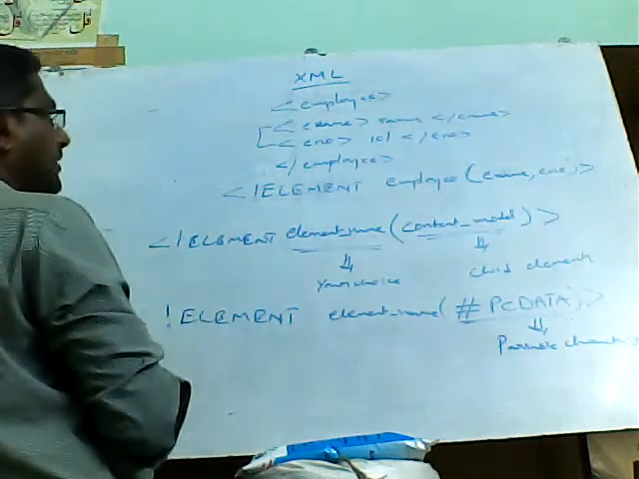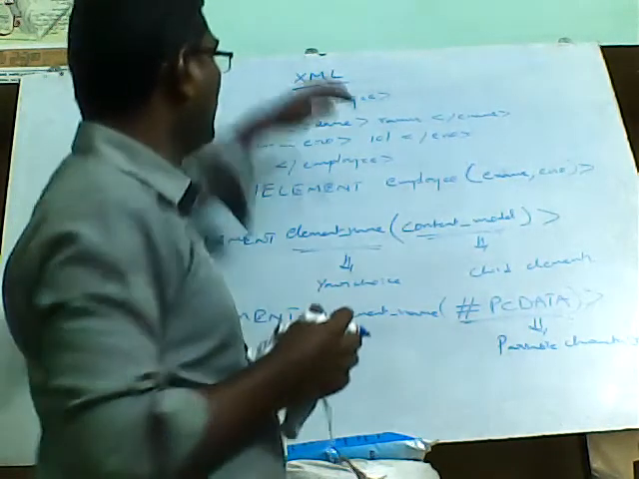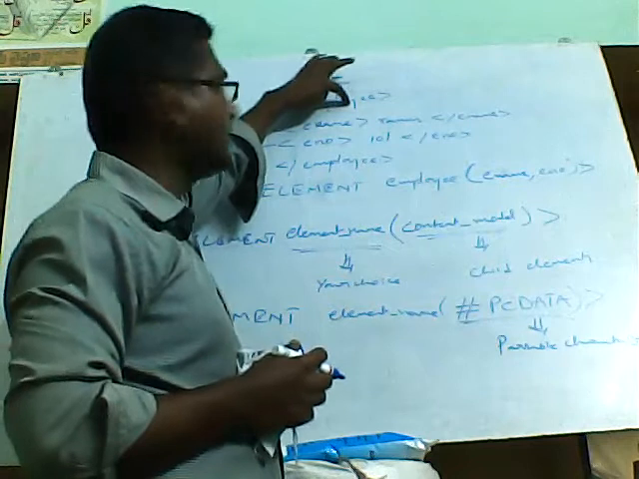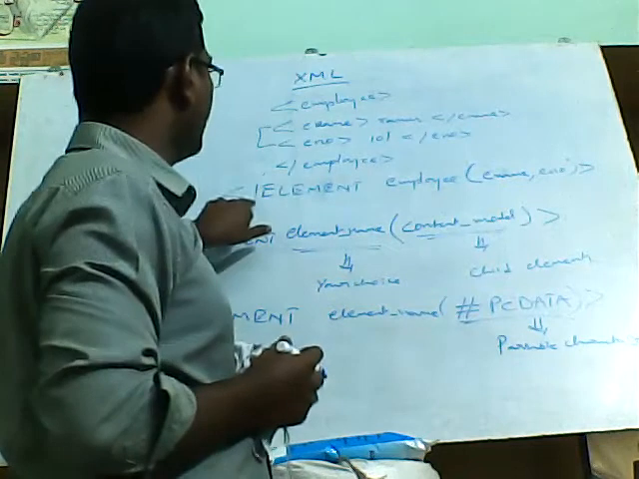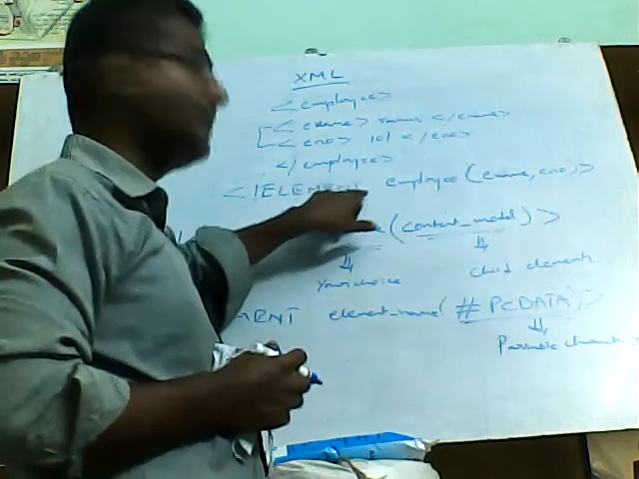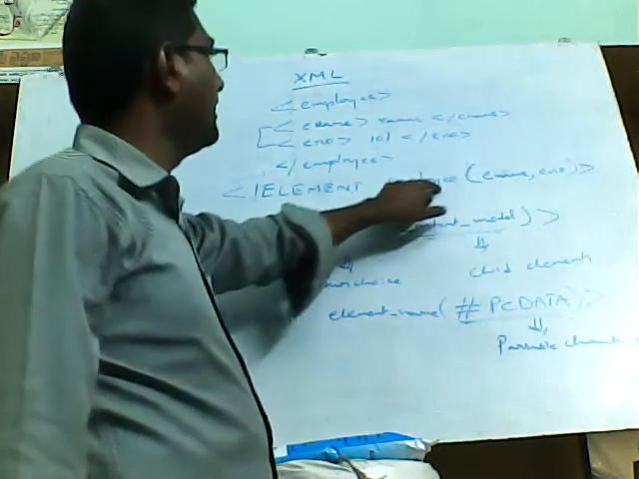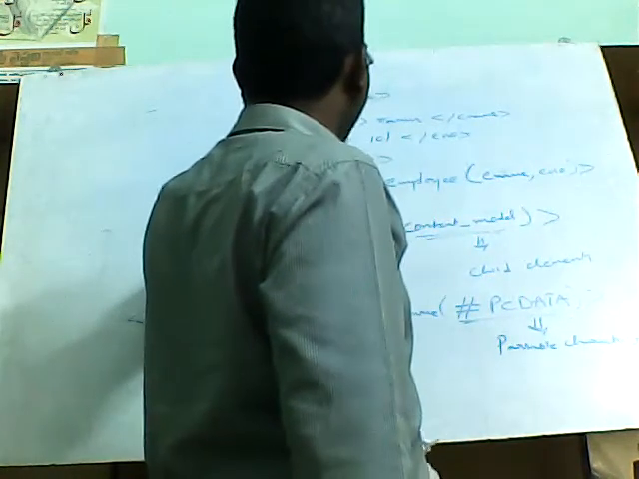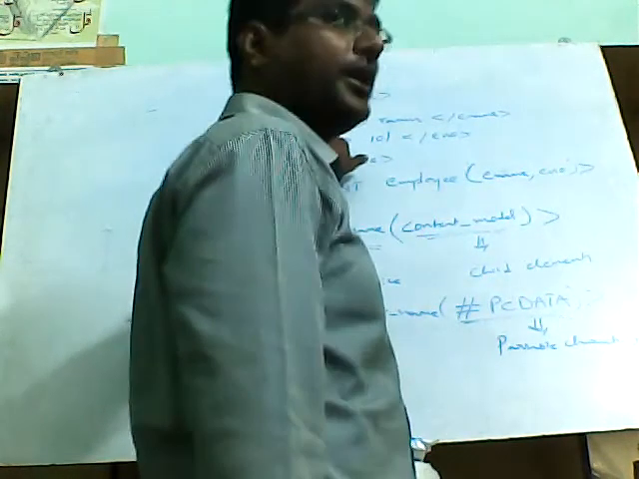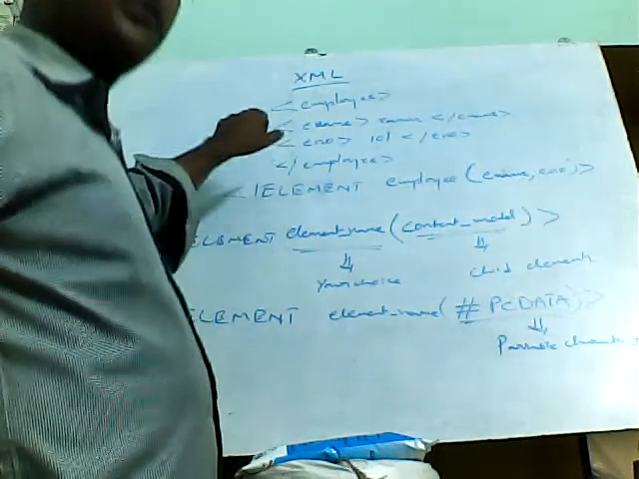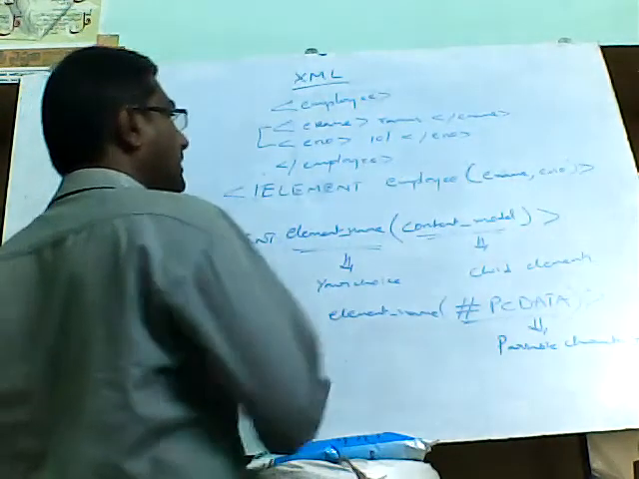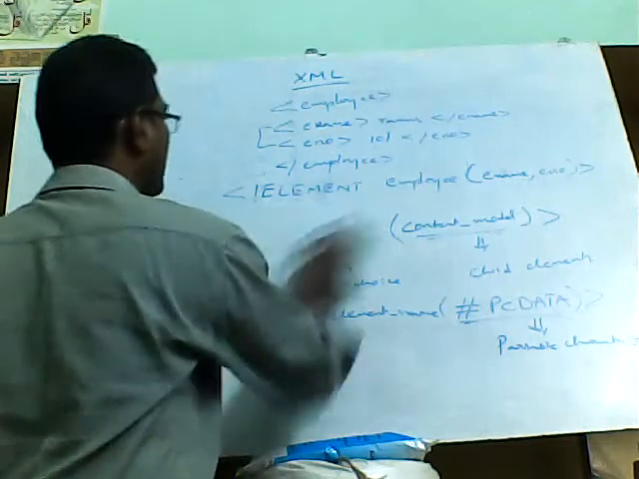Okay. So if you want to describe the root element of an XML document, so less than exclamatory mark element, okay. Then followed by the root element name is employee. Under the root element, we have two different child elements, that is employee name and employee number. So these two are child elements. That's why I wrote in the brackets. Okay, then this one is completed.